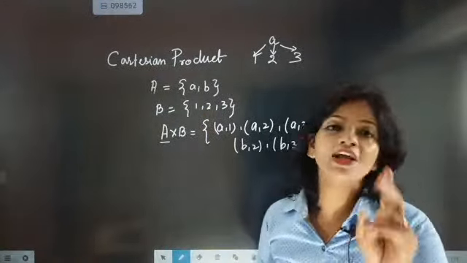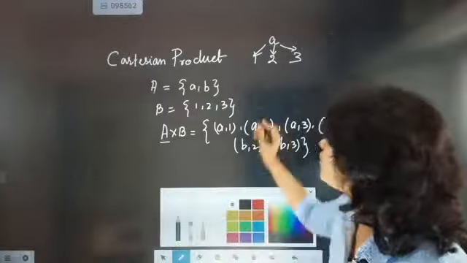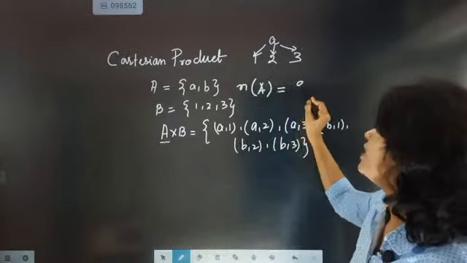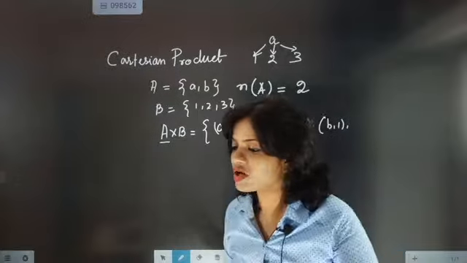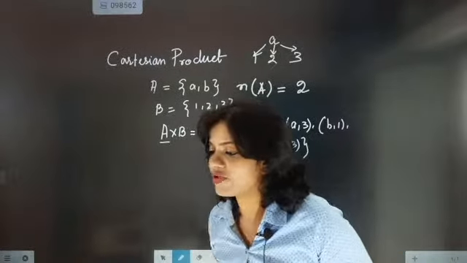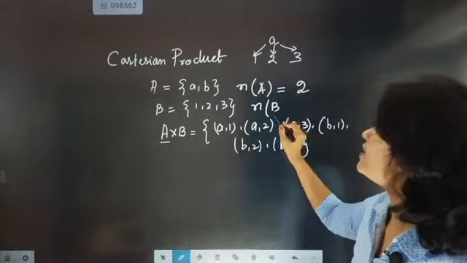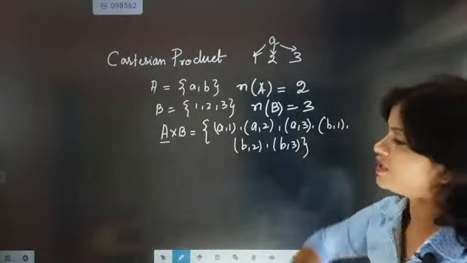In that set I have taken 2 elements. So how are we going to write that? We are going to write cardinal number of A equal to 2. Absolutely correct, Arjun. And here cardinal number of B equal to 3.